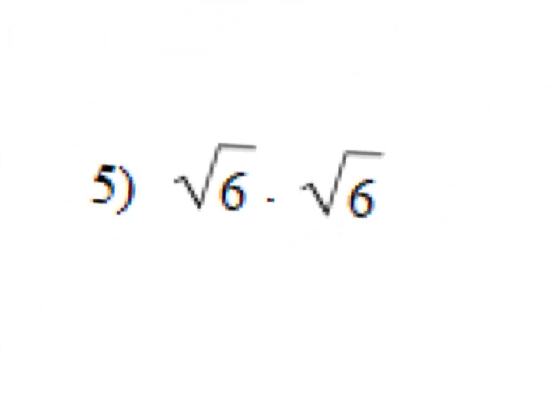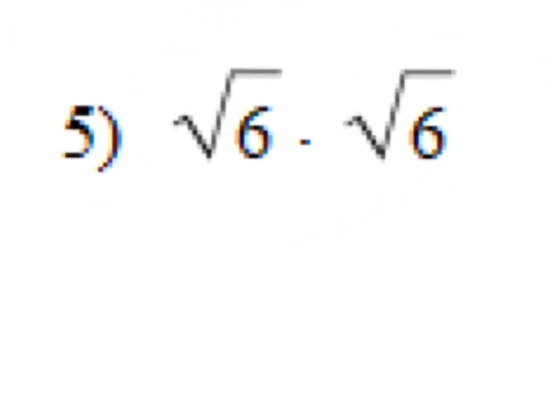Number 5. All right, so I'm going to go ahead and multiply my insides, right? So multiply the insides together. So in this case, 6 times 6 is 36, and the square root of 36 is just 6.